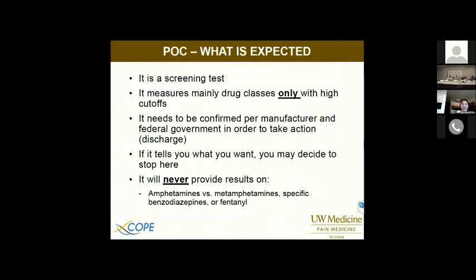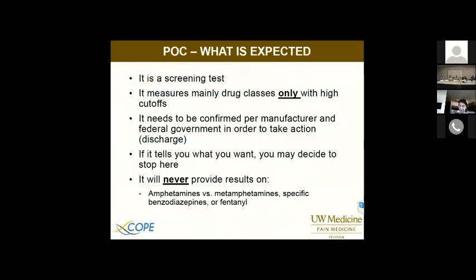Point of care is a screening test. It measures drug classes only, and it measures fairly high levels, so there has to be a lot of the drug there. It needs to be confirmed, as I just said, both by the manufacturer and federal government. And if it tells you what you want, if you have a compliant patient, you may want to stop there. These tests are costly, but if it doesn't tell you what you want to see, then you need to go further and send something off to the lab. It will never provide results on amphetamines versus methamphetamines.